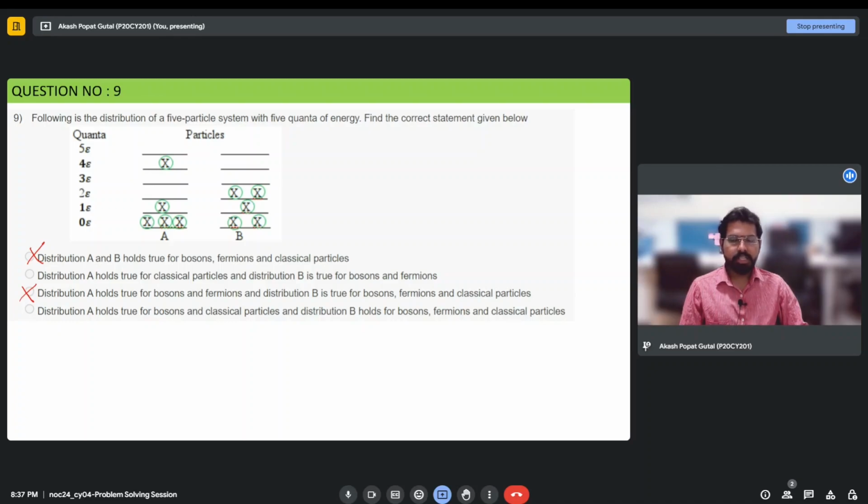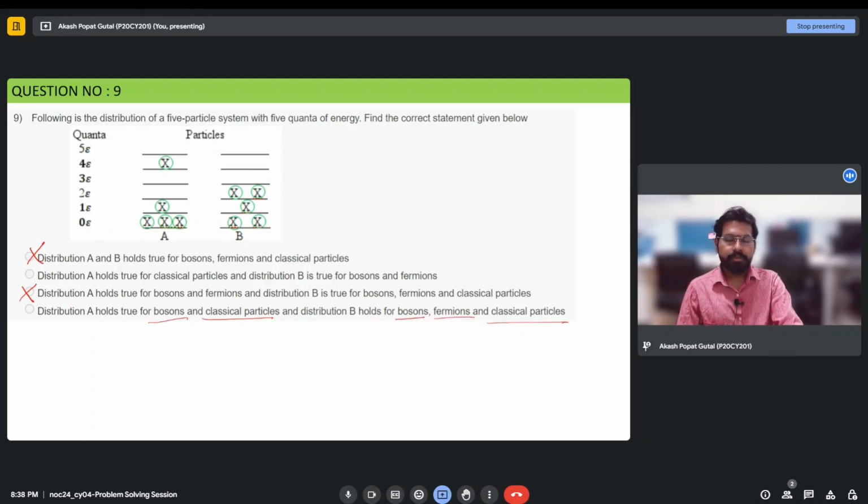If you see for the statements B and D, or we can say the second statement and the fourth statement, if you compare these two statements, the most appropriate statement will be the fourth statement, because the distribution of A holds true for bosons and classical particles. This both can be explained by first distribution, and distribution of B holds for bosons, fermions, and classical particles.